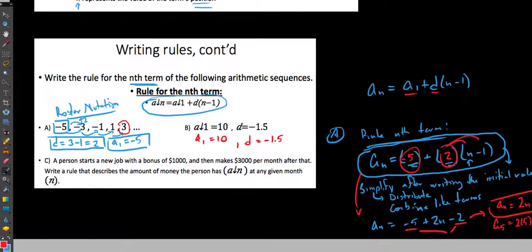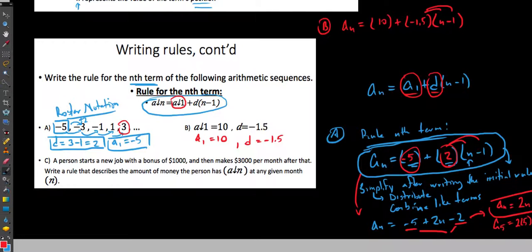Remember or recall what we mentioned previously. In order to write this rule, we need to know two things: a sub 1, our first term value, and what it's changing by every time. And in this case, they're just literally given to us. And that might be true for certain cases that we actually just know these things. So in this case, our nth term value would be a1, which is our 10, plus -1.5 is our common difference here, so going down by 1.5 every time, times n minus 1.